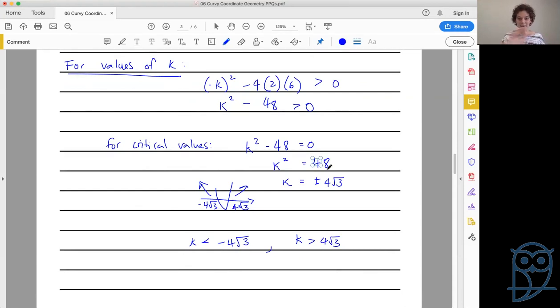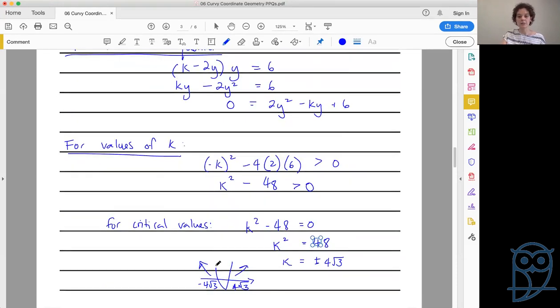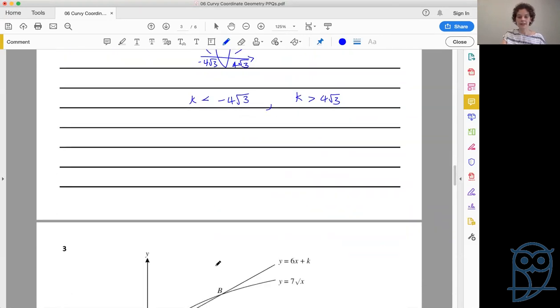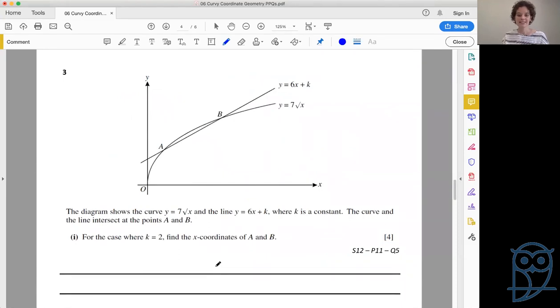Okay, right, so everybody else happy with everything else? Fingers crossed, k is less than minus 4 root 3 and k is greater than 4 root 3. Two zones for our quadratic inequality. Right, so we got the set of values of k, we got our intersection, we got 2 distinct points. So what's happening next? 6 minutes for another question. We'll see how far we get.